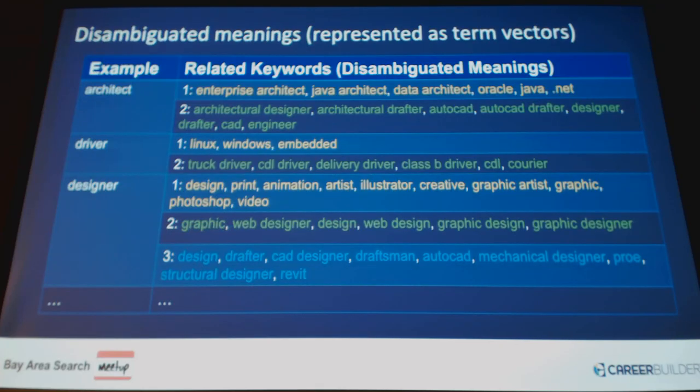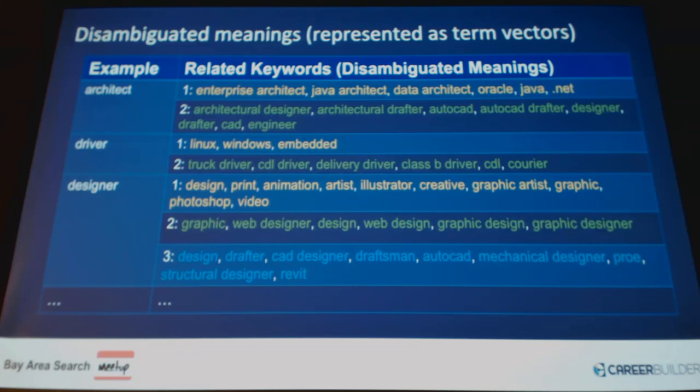In the case of architect, it doesn't appear very commonly in most of our job categories, but it appears very heavily in building and engineering disciplines, and in software engineering it has very specific other terms that occur in its term vector. So when we divide it out into all the different user classifications, we're able to very cleanly divide that. Architect in the software engineer context has enterprise architect, Java architect, data architect, Oracle, Java, and .NET, whereas architect in the building context is architectural designer, architectural drafter, AutoCAD, AutoCAD drafter, designer, drafter, etc. Same thing with driver. We end up with one context, which is Linux, Windows, and embedded, and another context, which is everything having to do with driving a truck.